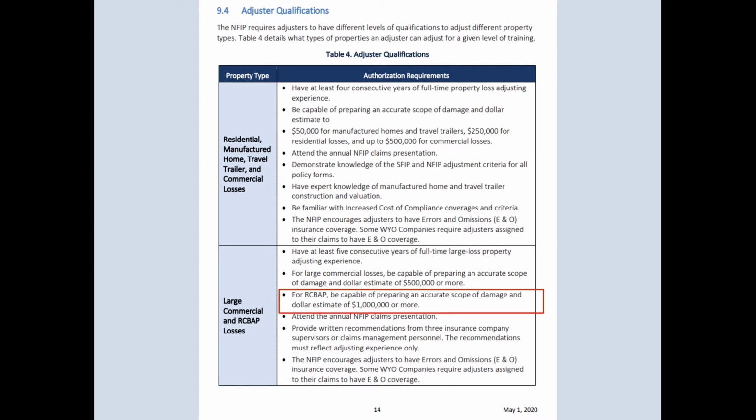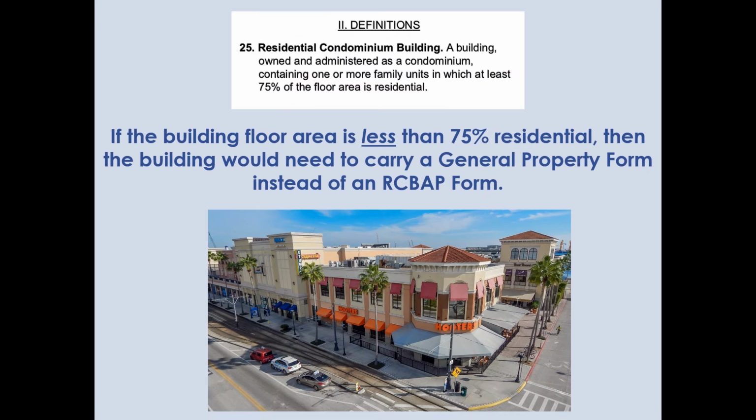We've gone over the qualifications. You've got to be able to prepare an accurate scope of damage and dollar estimates of $1 million or more. Many times these losses can exceed $1 million, and many times the policy limits are several million dollars based on the replacement cost of these condo buildings.